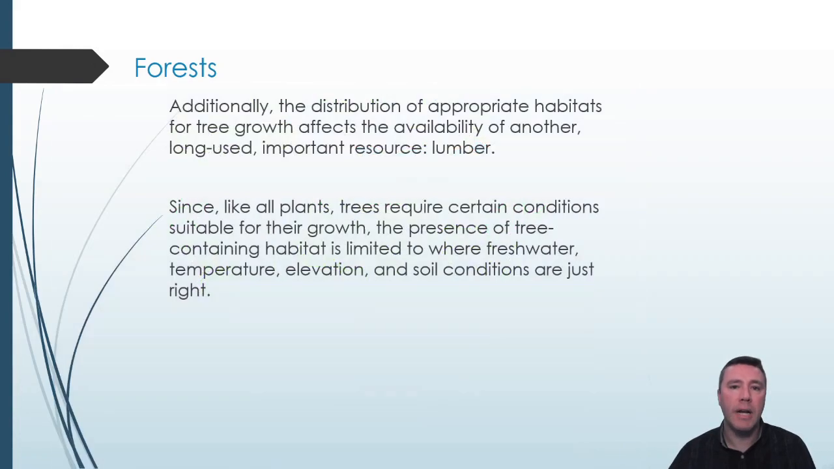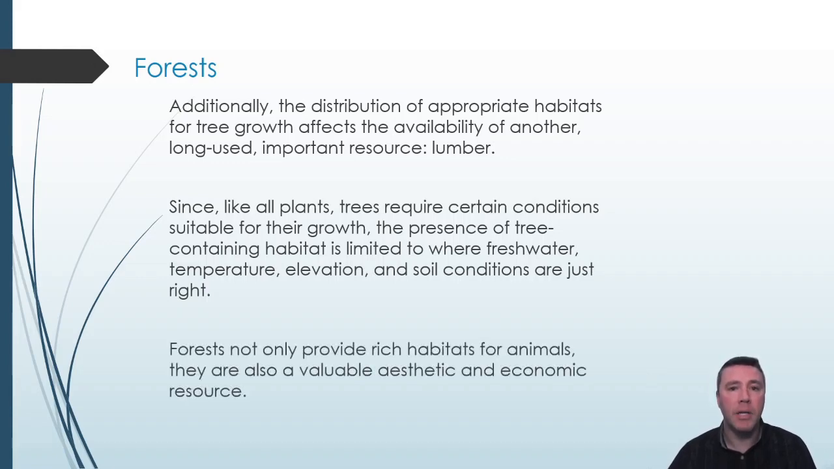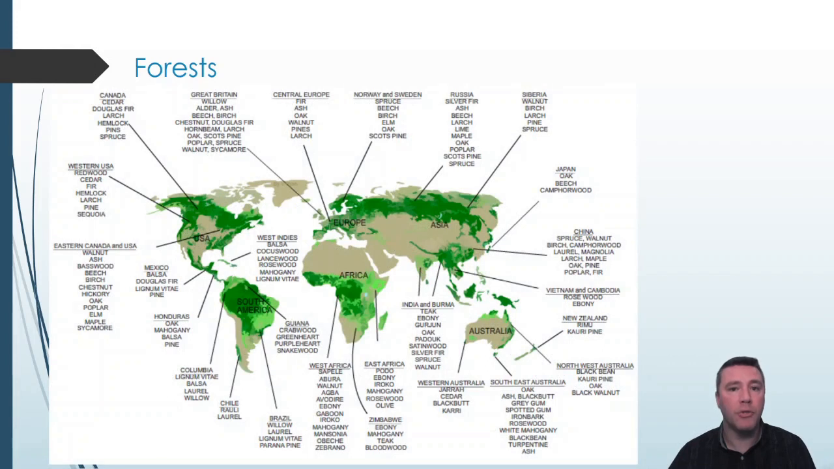In addition to providing habitat for animals and being an economic resource, forests and the trees that comprise them are also aesthetically valuable. This map illustrates the diversity of major tree types and where they're found in the world based on the environmental conditions that can support those species.